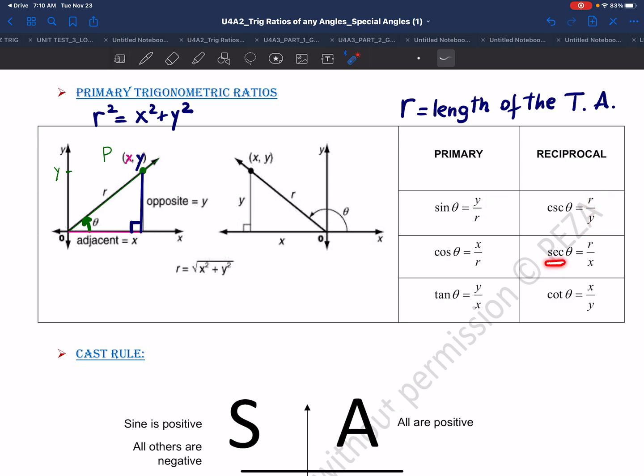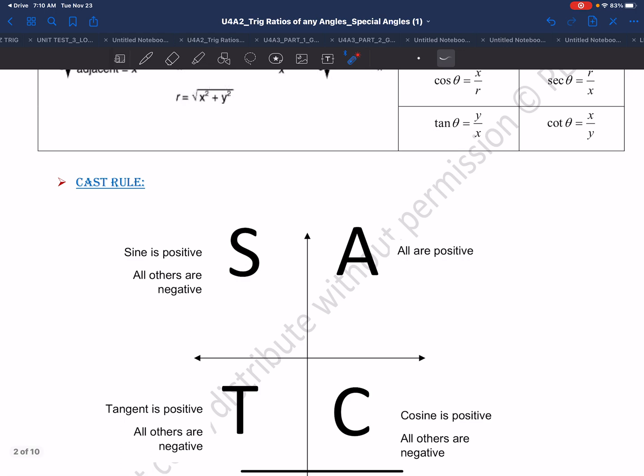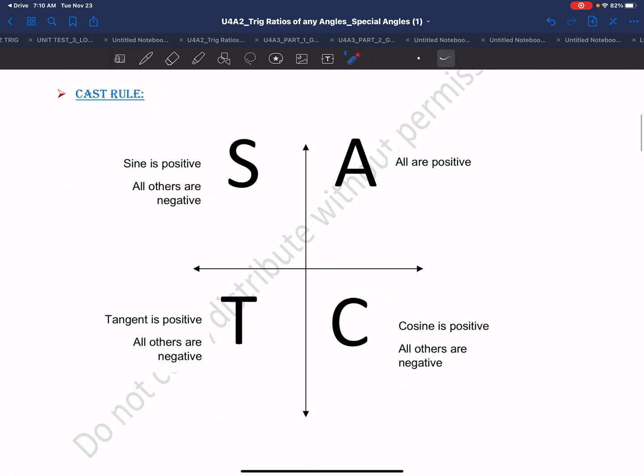Same idea applies to secant. So that would be r over x. And for cotan, so tan is y over x, cotan will be the reciprocal, x over y. The next thing we want to mention is the CAST rule. This is something that you've seen in grade 11, but let's review it one more time in this lesson.